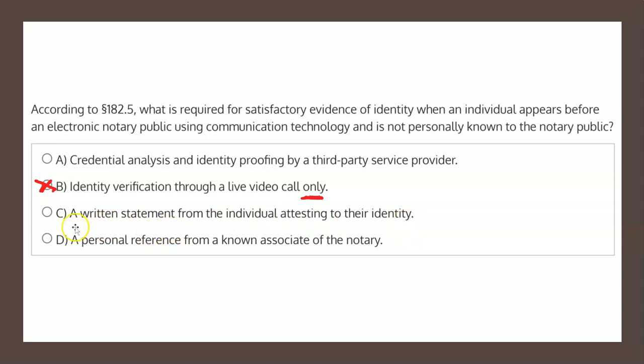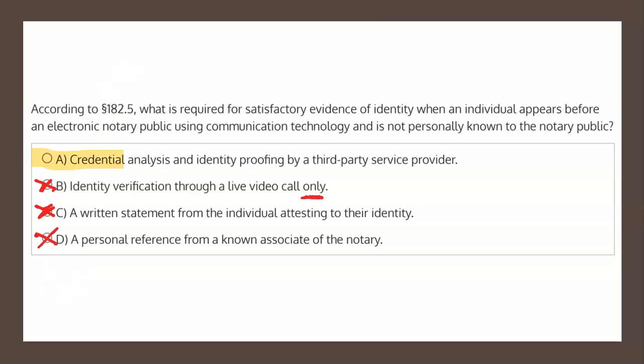Choice C states a written statement from the individual attesting to their identity. Well, this is not listed anywhere in the law that I read from, and therefore choice C is not the correct solution. And choice D states a personal reference from a known associate of the notary. This as well is not listed anywhere as a means of satisfactory evidence of identity in this instance, and therefore choice D is not the correct solution either, which indeed leaves choice A, credential analysis and identity proofing by a third-party service provider, as the correct solution.